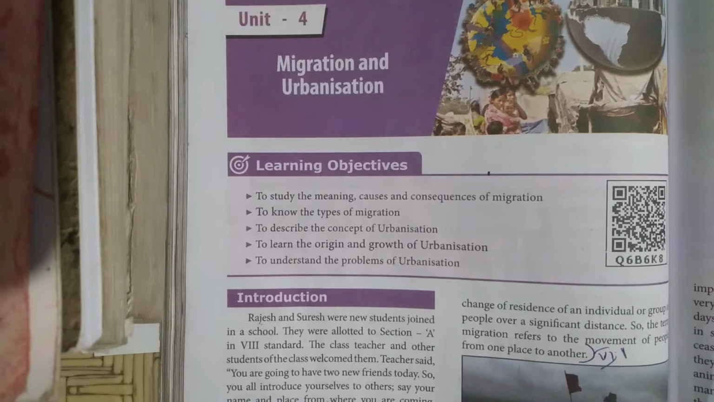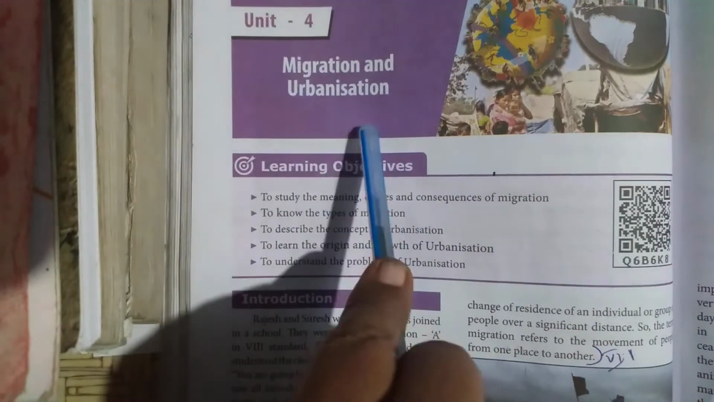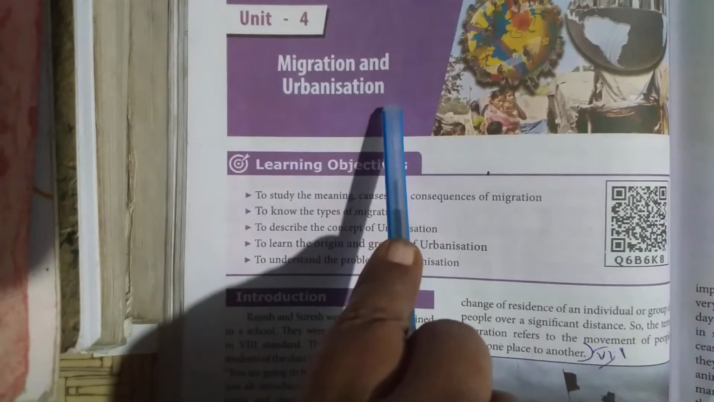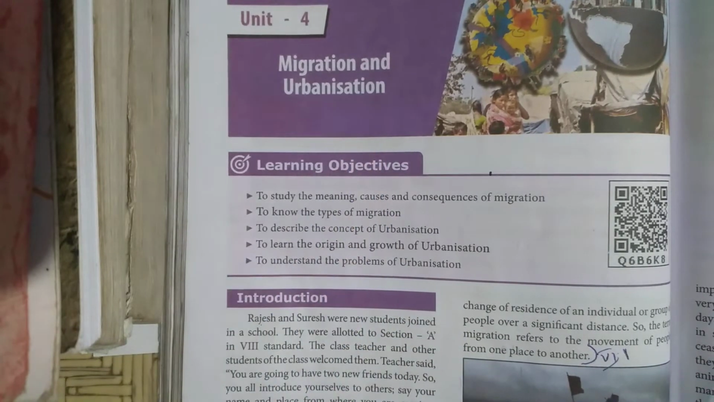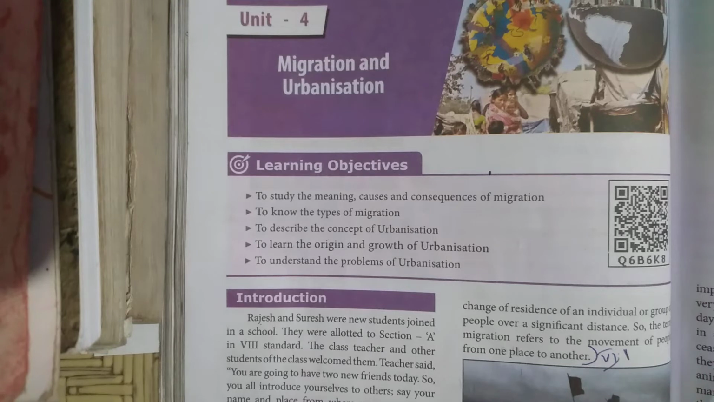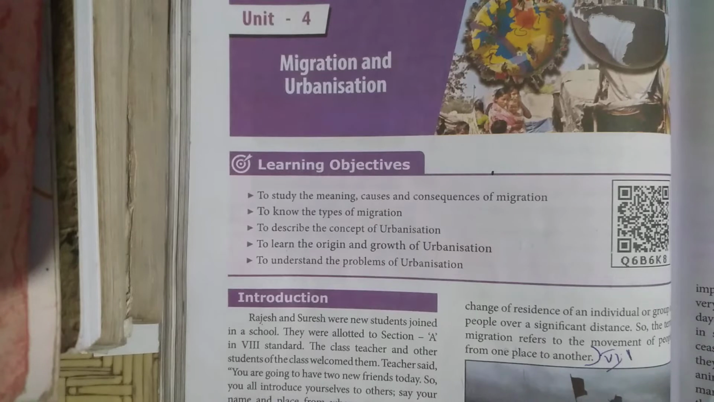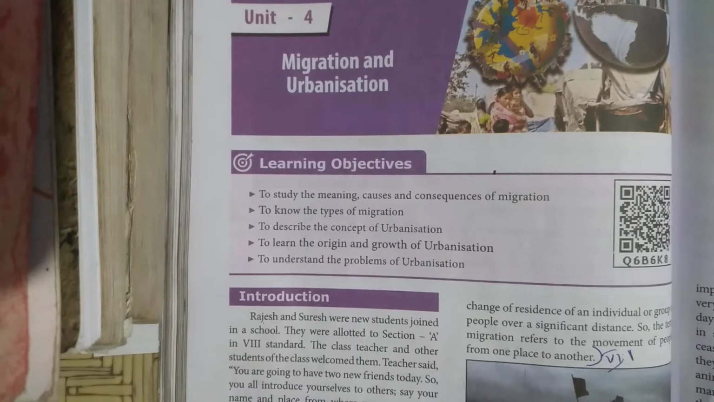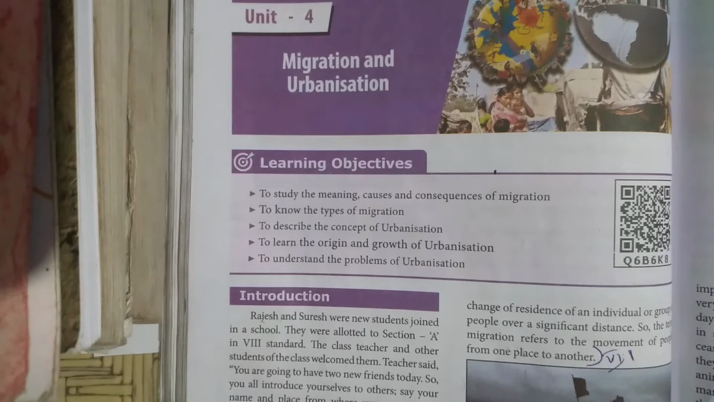In the last class, we learned about migration and urbanization. What is the heading? Migration and urbanization. In this lesson, we learned about what migration is and the factors and causes of migration. The factors of migration, favorable and unfavorable factors, are pull factors and push factors. You learned, isn't it? What are the causes of migration?